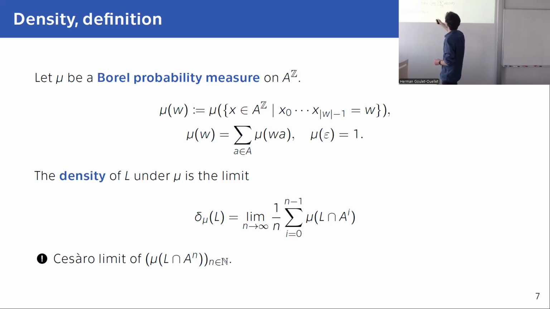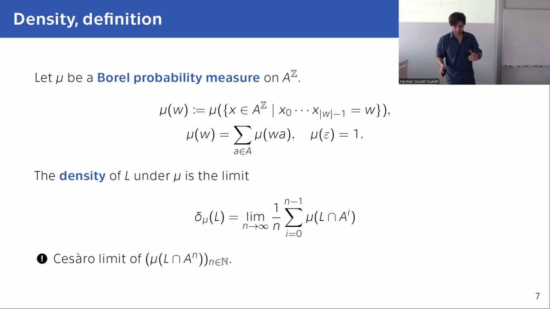And with that convention, we have some nice relations like this. But the relations are not so important. I mean, they're important, but you don't really need to remember them. Just to say that you can also think of probability measures as maps defined on words which satisfy some nice little property. You can sort of abstract this. Now, by definition, the density is this limit. So delta mu of L is defined as the limit of the average of the measure of the language intersected with words of length i, for i equals 0 to n-1, as n goes to infinity. If you know what that means, it's a Cesaro limit of that sequence. Okay, and so it's a bit of an abstract definition.